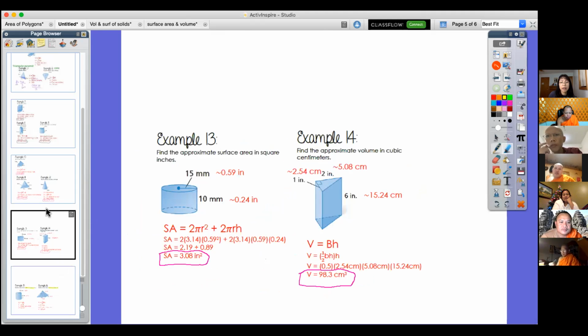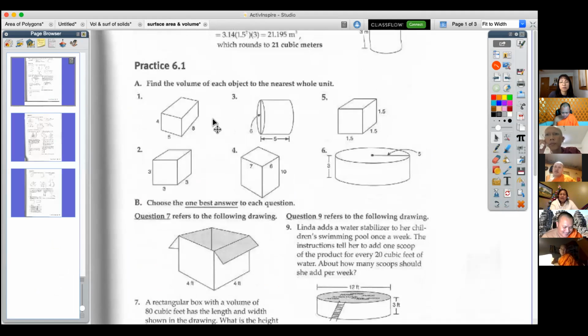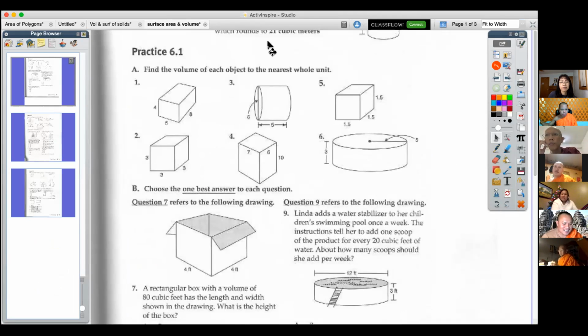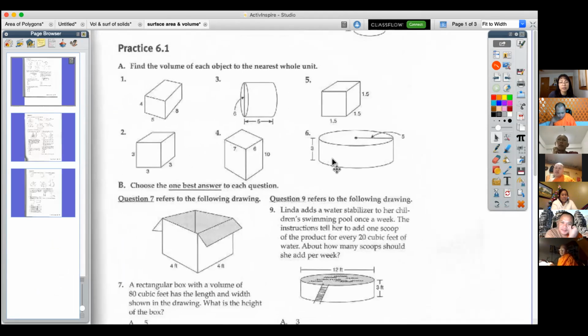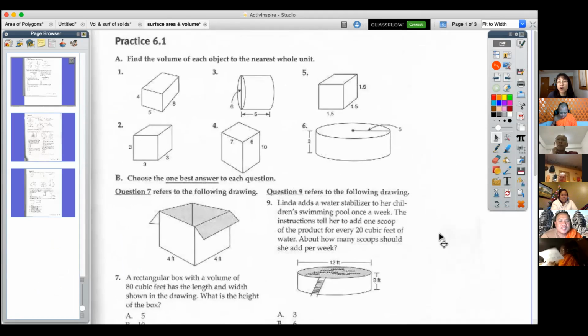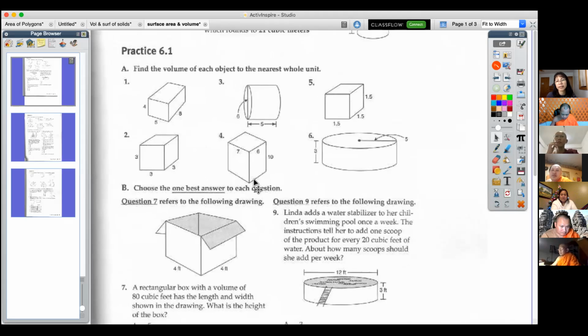So now I need to take a break. No, they can do this. Because now they have to find the volume. They know how to find the volume, so find the volume. Or you can do this on your own and then we can check the answer. Or you can tutor them for the next 20 minutes. I need a break.